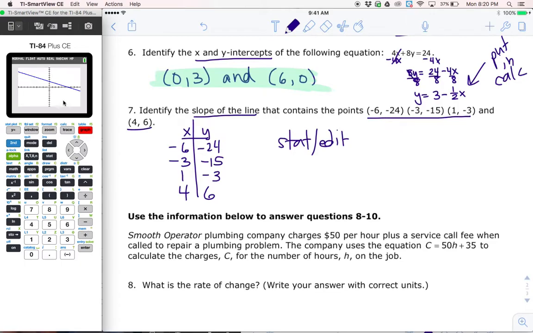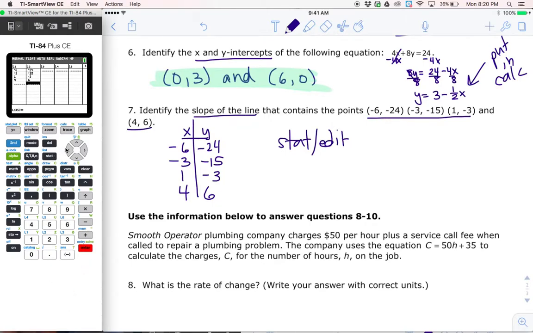All right, here we go. I'm going to go stats and edit, and we're going to type these in there. I'm just going to type them over the original here. Negative 6, negative 3, 1, and 4. Okay, my y values, I've got negative 24 and negative 15 and negative 3 and 6.